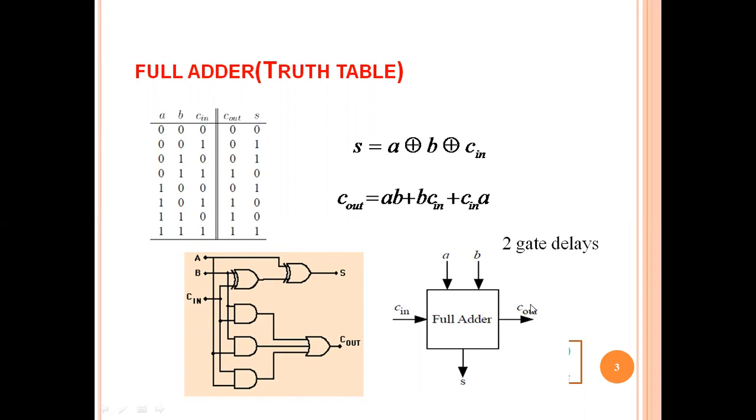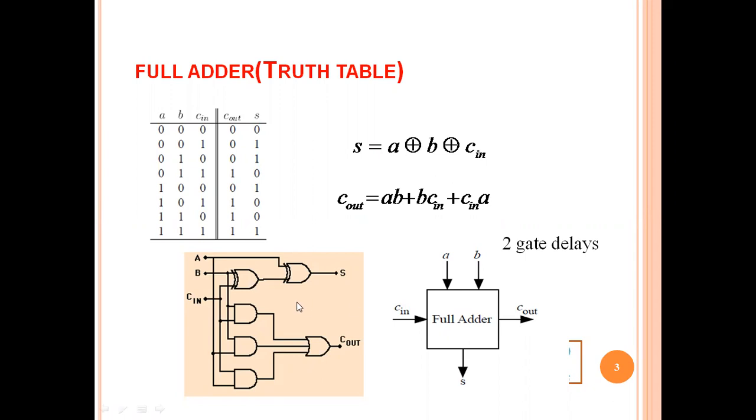Remember that gate delay means the gate requires some time. Suppose each gate requires 2 seconds, or 2 nanoseconds, as an example. So 2 gate delays means the total time required. If it is 2 seconds, 4 seconds will be required to get the output after giving the inputs. If it is 2 nanoseconds, because each gate takes 2 nanoseconds, then 2 into 2, 4 nanoseconds will be required to get the output.